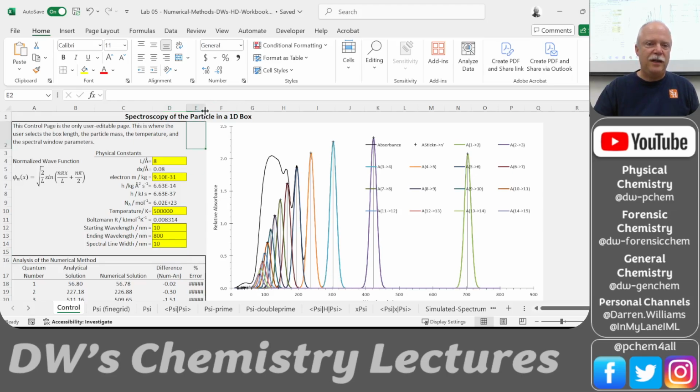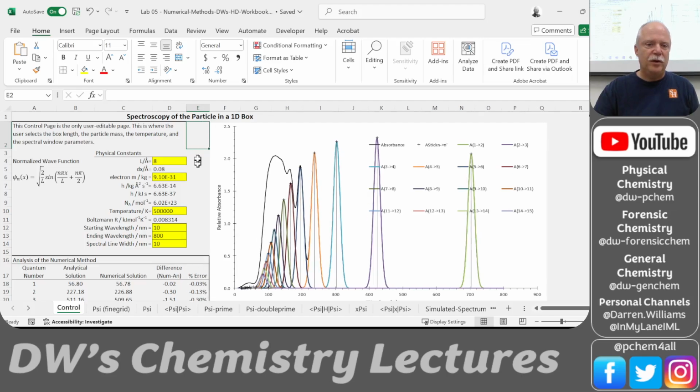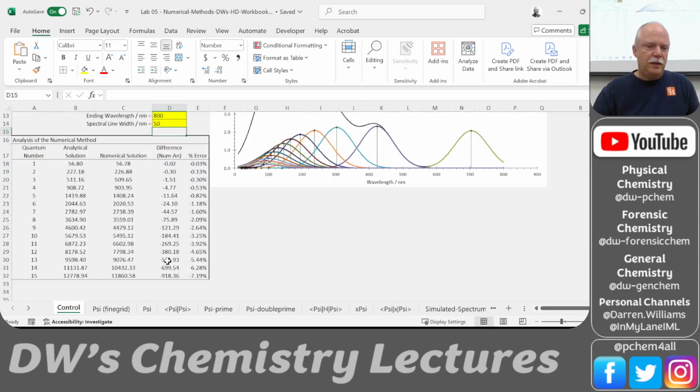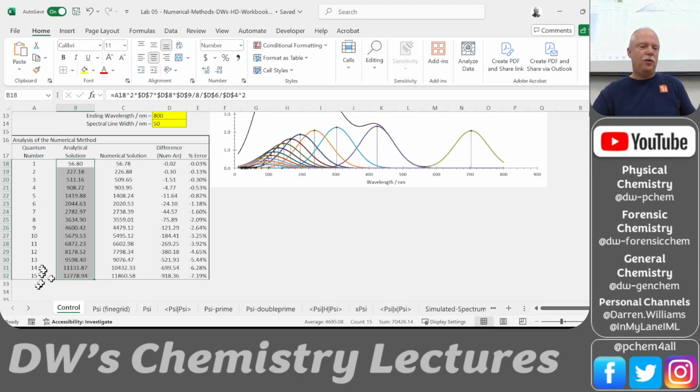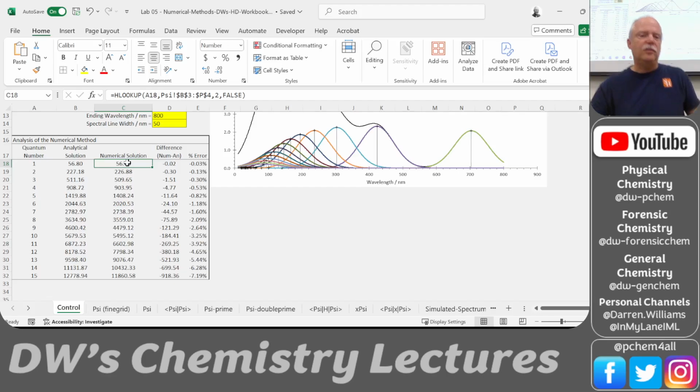So this is the higher definition workbook where I have 15 wave functions times 15 wave functions. Let me go back to 15. So here's the analytical solutions in this column, going up to quantum state 15, and here's the numerical solutions. And look at my errors. It's 0.03%. Whereas before, with just 10 divisions, a really coarse grid, I had 3% error for the ground state. Now I have 0.03%. So that's really good.